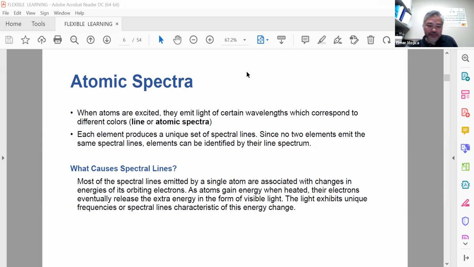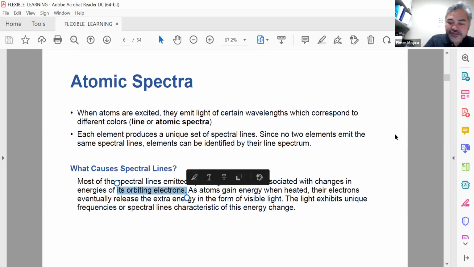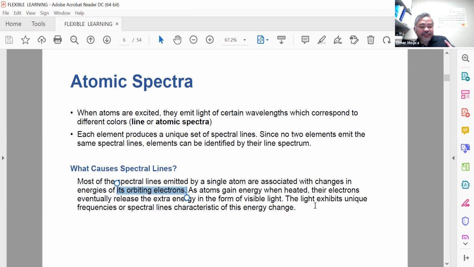Now, you may ask, what causes these spectral lines? Most of the spectral lines emitted by a single atom are associated with changes in the energy of its orbiting electrons. As the atom gains energy when heated, its electrons eventually release the extra energy in the form of visible light. The light would exhibit unique frequencies or spectral lines, characteristic of this energy change.